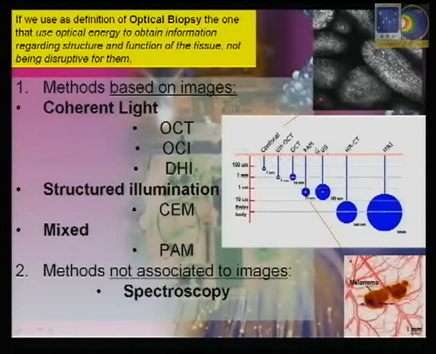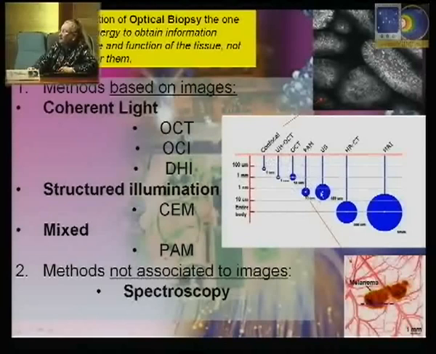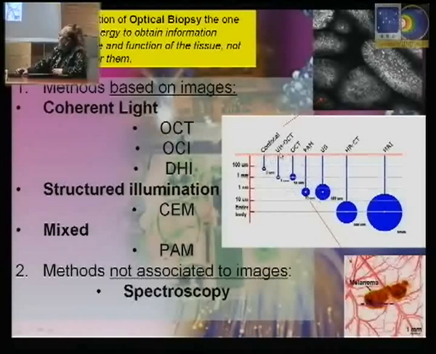As you can see in this drawing, the images you can obtain have different properties, in the sense that depending on the technology, they have more or less penetration in the body. Obviously, if you use MRI, so magnetic resonance, you can observe the whole body.